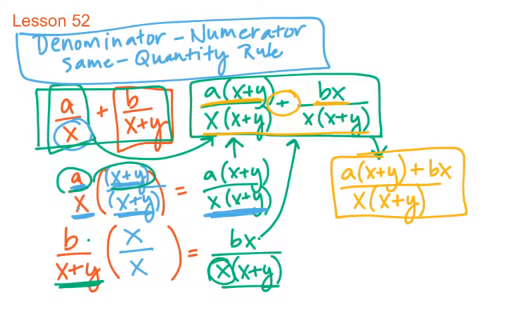Now I'm boxing this, but I'm not quite done because there are many different correct forms of this answer. We could stop here and call this a correct form, or you could distribute this a and rewrite it as a times x plus a y, and then still keep writing our bx. And then in the denominator, we could leave it as is, or we could distribute this x. If I distribute it, it becomes x squared plus xy.